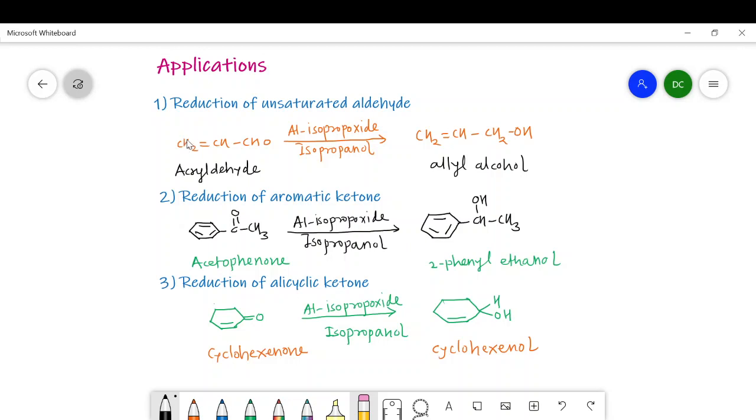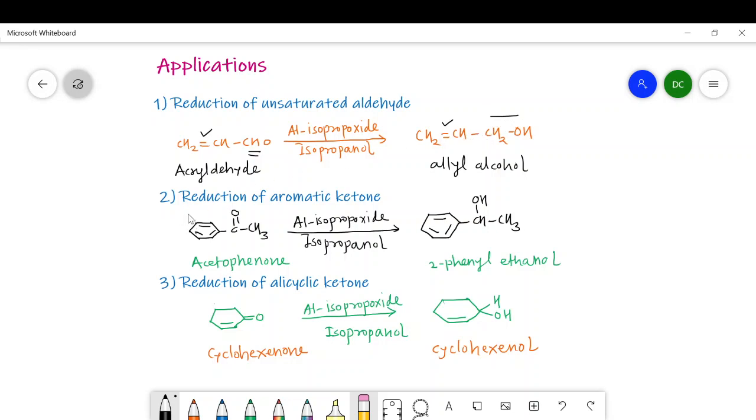The carbon double bond carbon example is acrylaldehyde. When it undergoes MPV reduction reaction, it will form an allyl alcohol. Here you can see that this double bond remains as it is in the product, whereas this CHO group is going to convert into the primary alcohol.